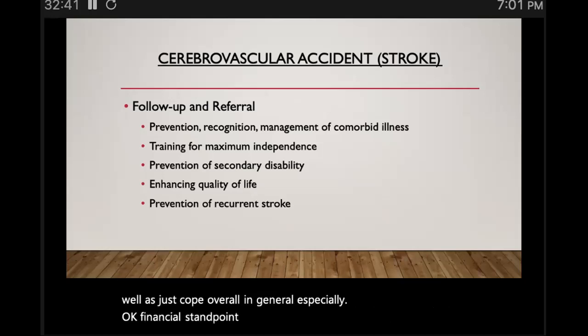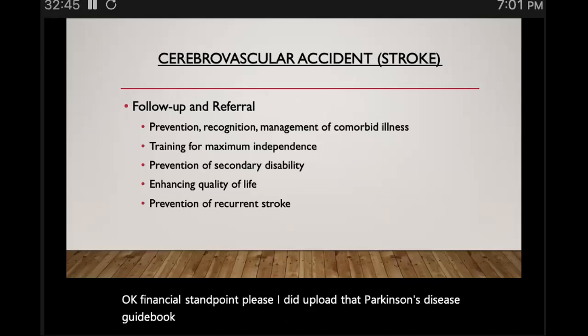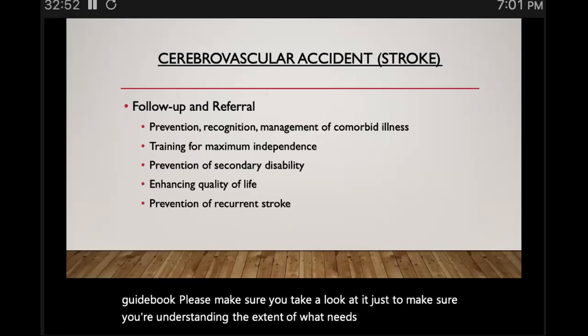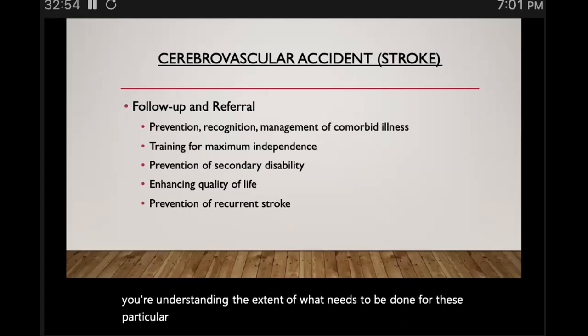Please, I did upload that Parkinson's disease guidebook. Please make sure you take a look at it just to make sure you're understanding the extent of what needs to be done for these particular patients.